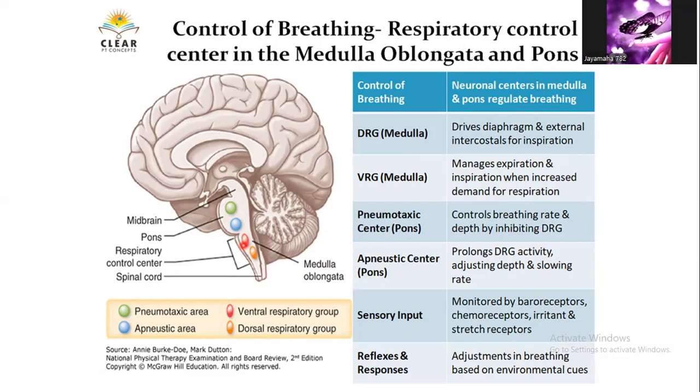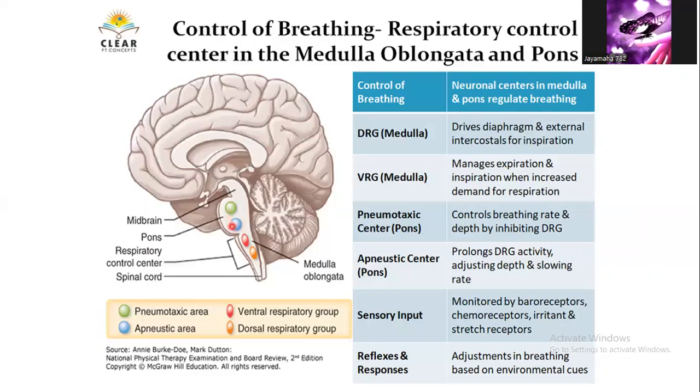Then the other one is the pneumotaxic center. It is situated in the pons. Here it's in the greenish color. It helps in controlling the breathing rate and depth by inhibiting the DRG's activity, thereby shortening the inspiration. Its role is to prevent the overinflation of the lungs and regulate normal breathing.